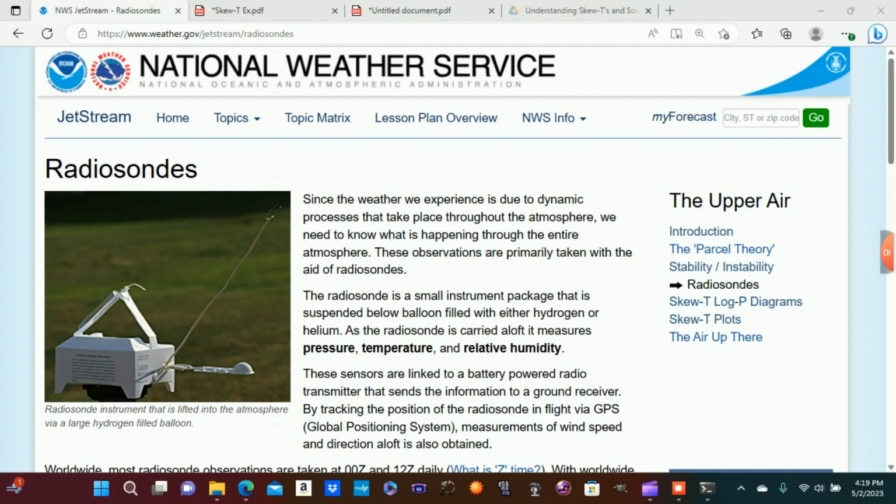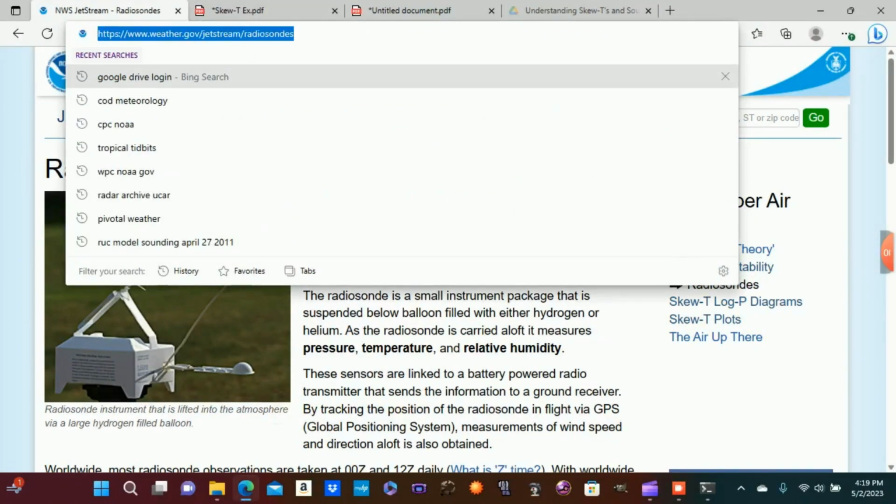And I'm pulling information for the background information from weather.gov/jetstream. I'll highlight the URL up here. And this is a great educational resource. If you want to get a better understanding of meteorology, this website has a lot of topics that relate to meteorology and can really help with the understanding of some of the topics that are discussed. I'll put a link to this website down in the description below as well.